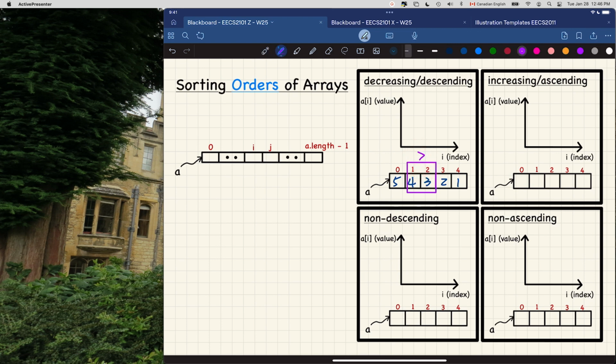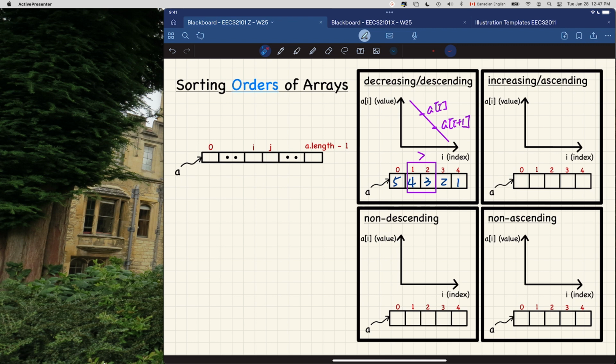And visually speaking, your array values from the left to the right should be something like this, like a downward trend. This would be, for example, A[i], and this will be A[i+1], right? They are adjacent. And 4 is strictly larger than 3, right? That's about decreasing, descending. Easy.